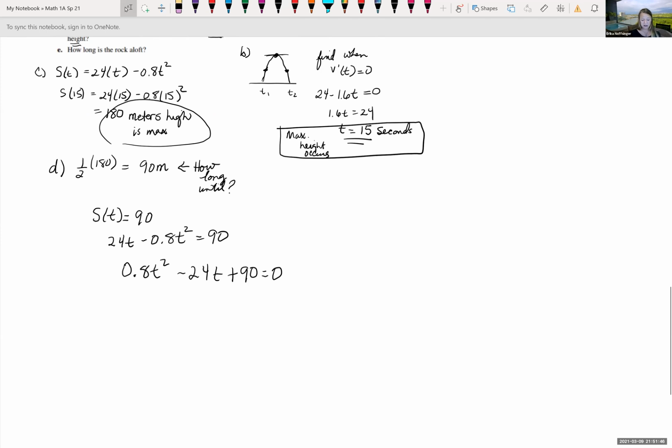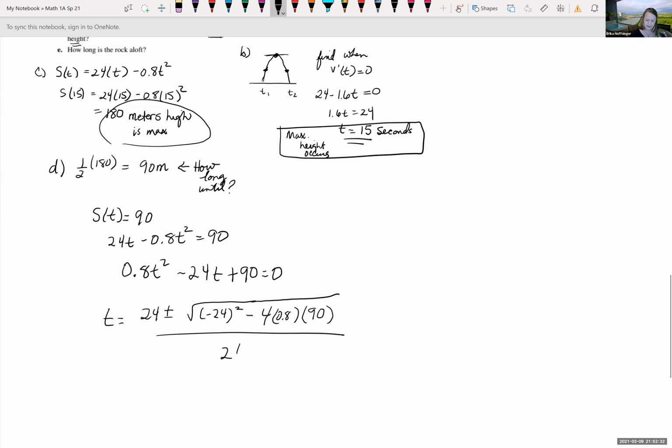So I can throw this into the quadratic formula. I can try to manipulate this and see if I can factor it. I don't like the 0.8 decimal. I don't like that decimal in there as a coefficient. I could clear that by multiplying by 10 on both sides, but then I have huge numbers. I think I would deal with the quadratic formula. Okay, so t equals negative b, so that would be positive 24 plus or minus the square root of b quantity squared, so negative 24 quantity squared, minus 4 times a, so my a value is 0.8, times c, which is 90, all over 2 times a, which is 0.8.